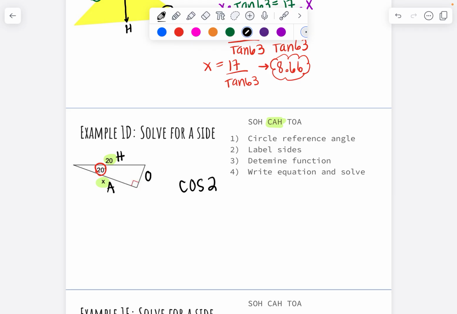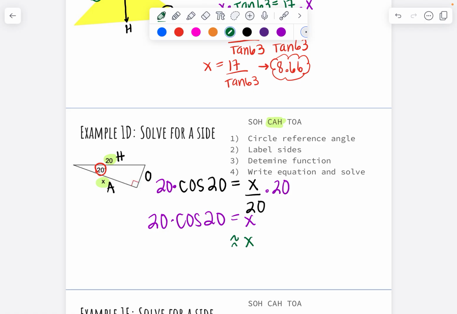So cosine of 20 equals adjacent, which is X, divided by hypotenuse, which is 20. To get X by itself here, we'll just multiply both sides by 20. So 20 times cosine of 20 is X. And if you put that in your calculator, we would get that X is approximately 18.79 if we're rounding to the nearest hundredth.